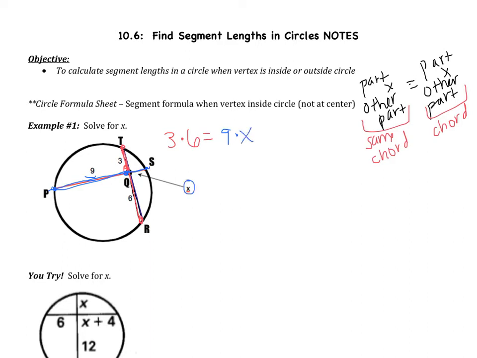And then we just solve. 3 multiplied by 6 is 18. 9 multiplied by X is just 9X. If I divide by 9, I get x equals 2. That's it. So you just have to remember to look at one chord at a time and then compare to another chord.